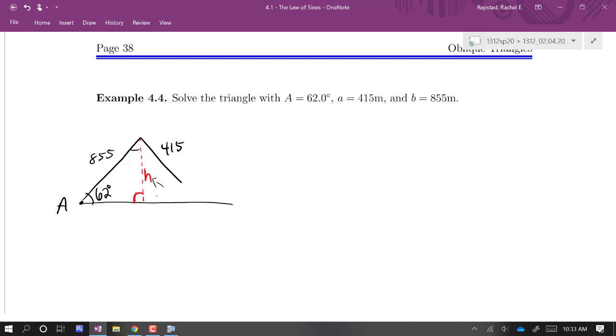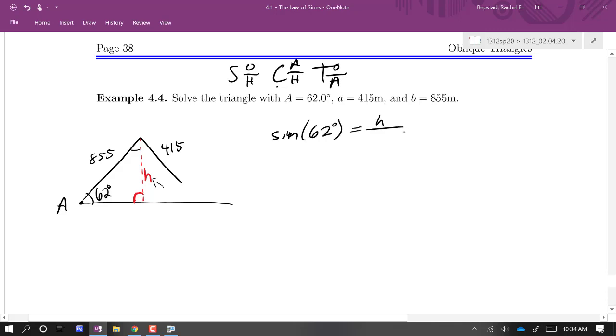Which function do we want to use? We have the hypotenuse of the right triangle, and we're looking for h. Sine. Yeah. So sine of 62 degrees is the height divided by 855. And so that means the height is 855 sine of 62 degrees.